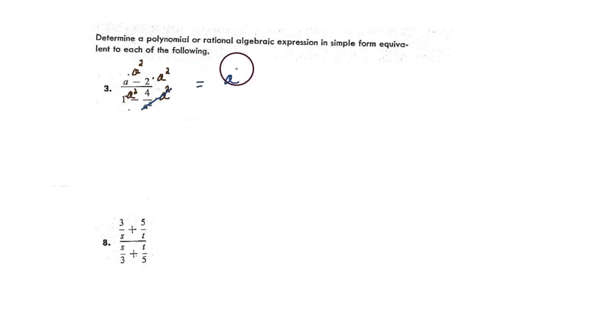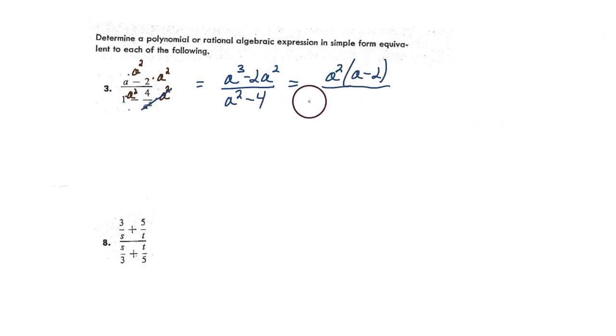So now we have a cubed minus 2a squared all over a squared minus 4. Now let's factor. This is a squared times a minus 2. The denominator is a difference of squares, so it makes a plus 2 times a minus 2. And you'll see the reducing now. These go away. So a squared over a plus 2.